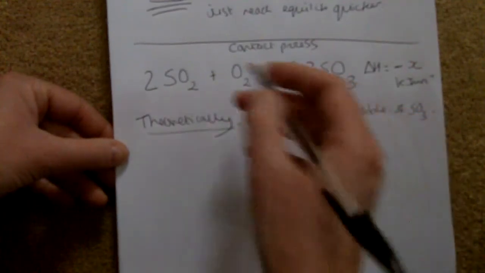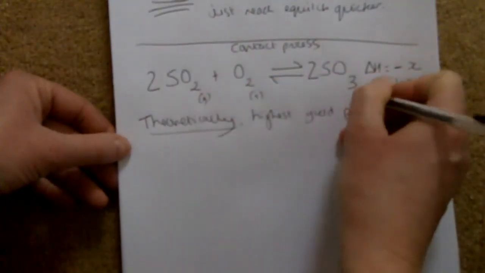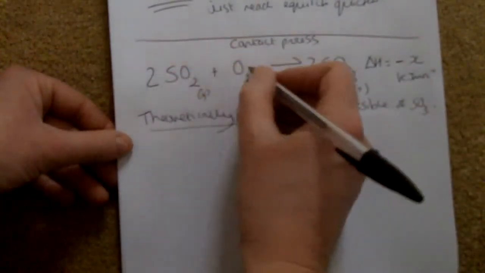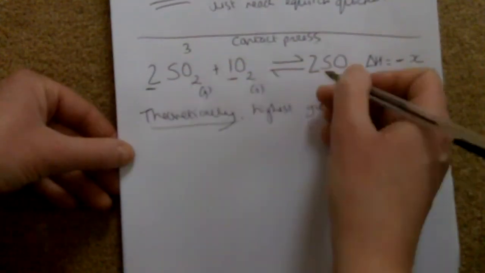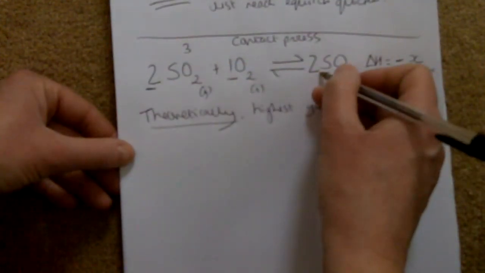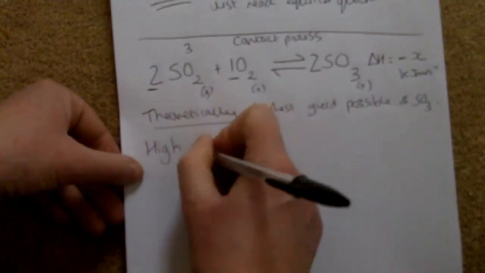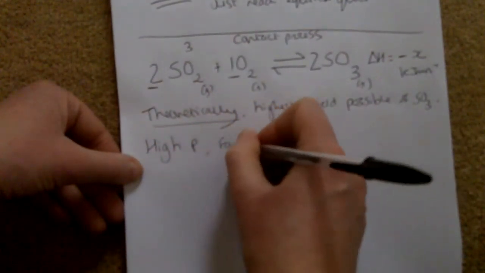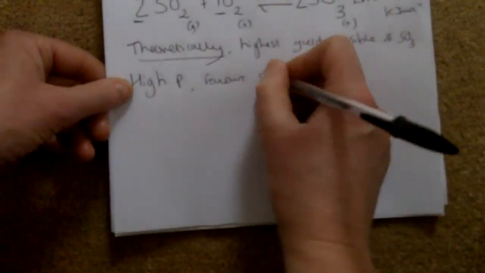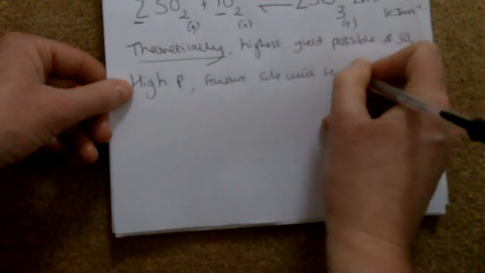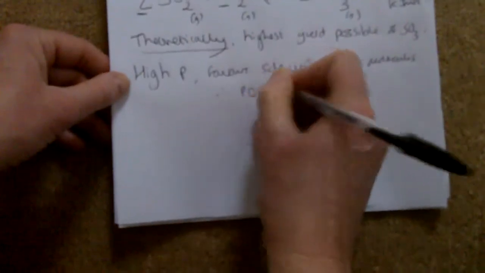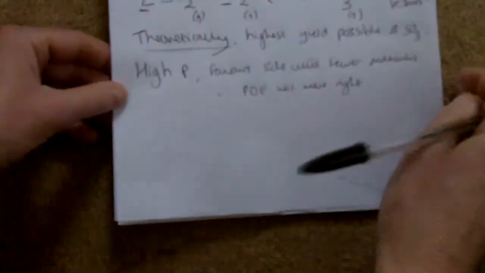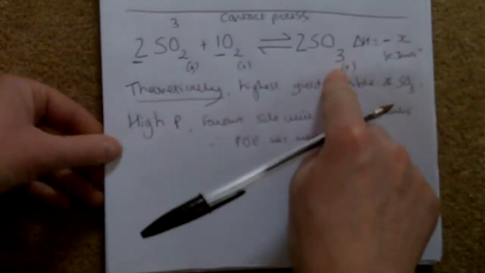So first, these are all gases. Okay, so what kind of pressure? There are three molecules of gas on this side and 2. Okay, so if I use a high pressure, that favors a side with fewer molecules, therefore the position of equilibrium, there's only 2 here, will move to the right. That's good, that's what I want. I want a high yield. I want the position of equilibrium to move to the right.